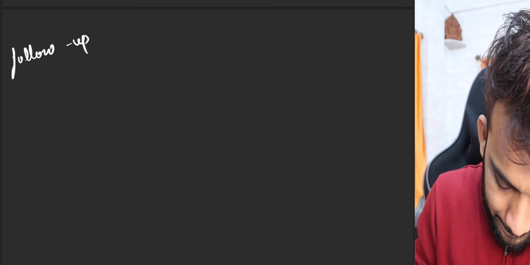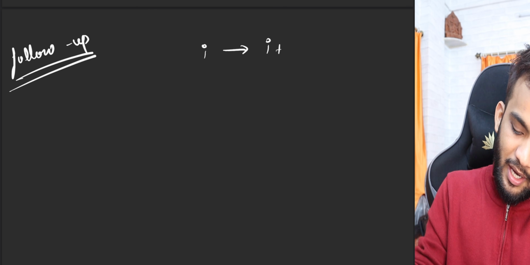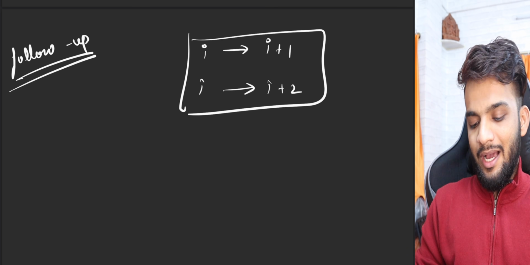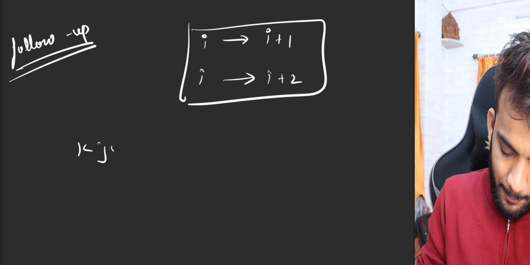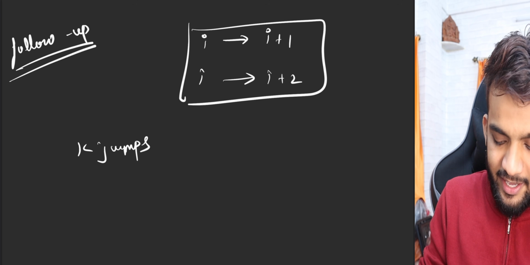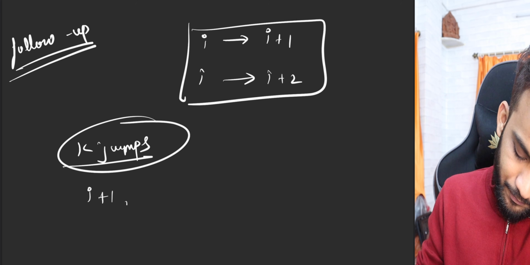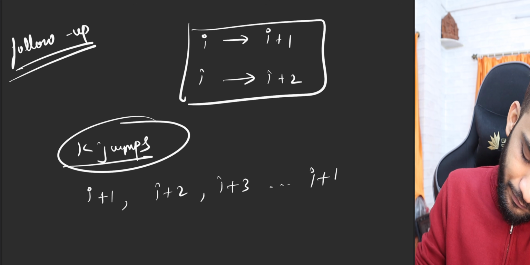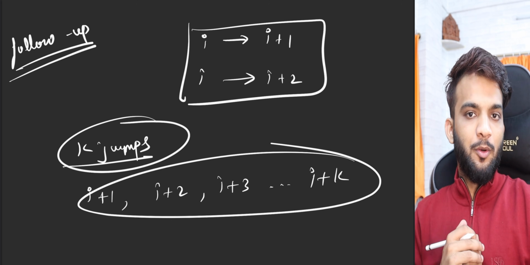Now there's a follow-up to this wonderful problem. This question stated you can jump to i plus 1 and you can jump to i plus 2. That's the maximum. Now the follow-up states there can be k jumps. Now instead of i plus 1, you can jump to i plus 1, i plus 2, i plus 3 till i plus k. That's what I'm saying. So if I change the question to this, can you solve this problem?